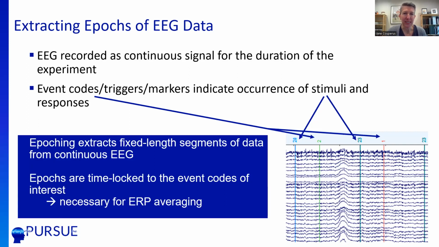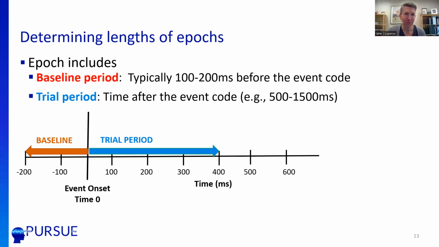Epoching extracts those fixed length segments of data, and it's using those markers to time lock them to event codes of interest. This is necessary if you're going to be doing that averaging step so that you can compare conditions. Epochs include typically a baseline period as well as a trial period. The baseline is usually 100 or 200 milliseconds before whatever stimulus happens, that event code, whether it's a stimulus or a response, and then a trial period, which is the time after the event code, usually around 500 to 1500 milliseconds.